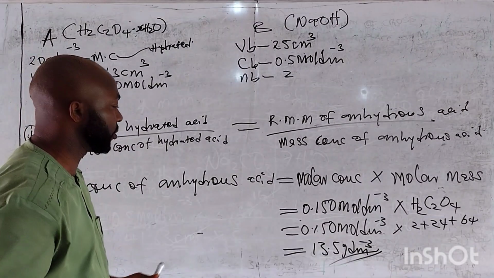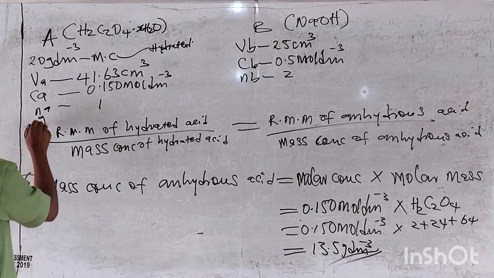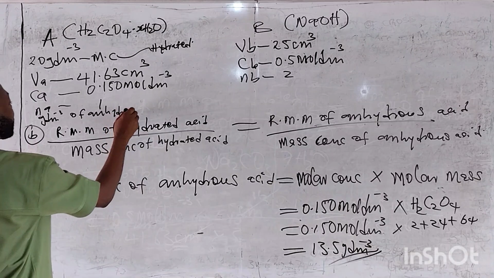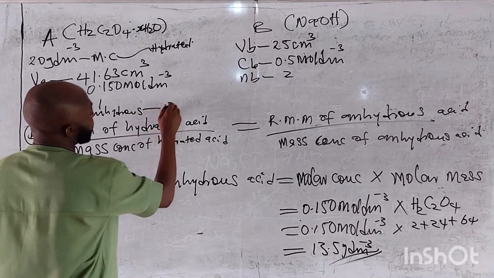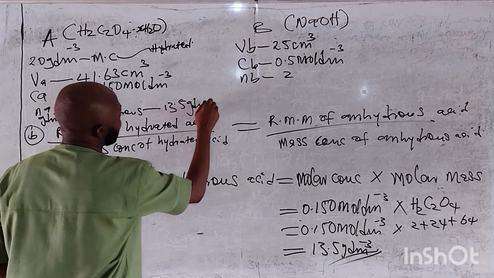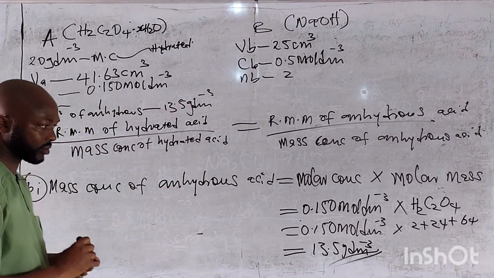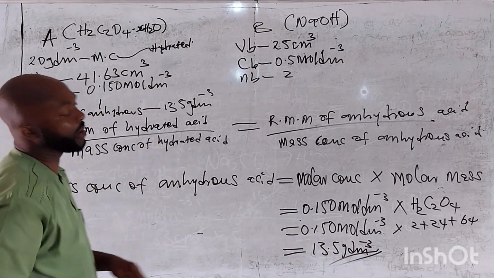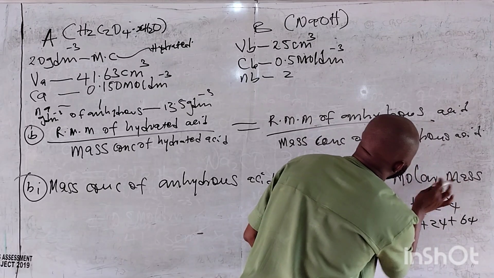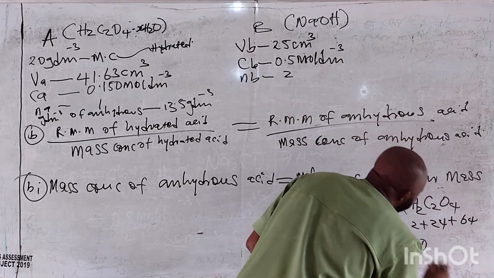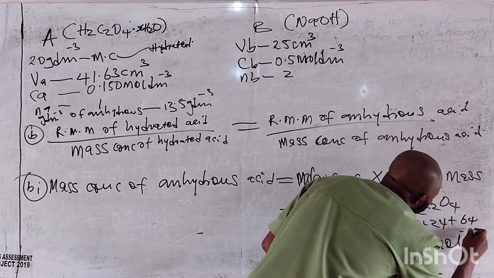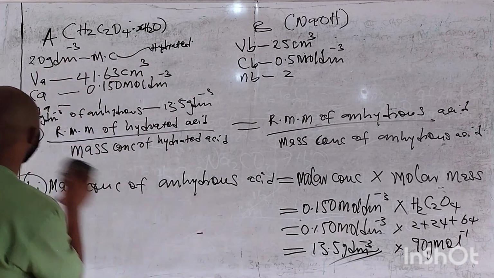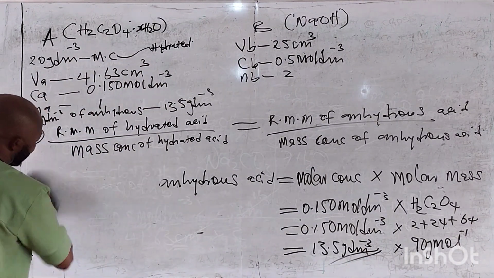So let us proceed now. If I put it here, the g/dm cube of anhydrous is equal to 13.5 g/dm cube. g/dm cube means mass concentration. Then I can proceed now to substitute the variables into the formula. Remember, the relative molecular mass of the anhydrous compound is 90 g/mol. Don't forget that. We've gotten our mass concentration of the anhydrous.